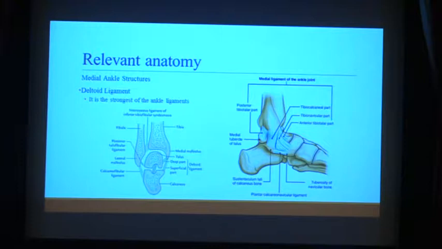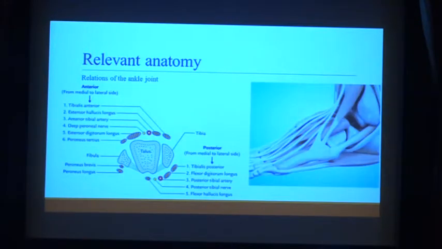The medial ankle structures: the deltoid ligament on the medial side is one of the strongest ligaments, and it forms the tibiocalcaneal, the tibionavicular, and the anterior tibiotalar part, and the other ligaments on the medial side. This is the relevant anatomy of the structures around the ankle. So you will have to check the structures anteriorly, laterally, and posteromedially while examining a foot and ankle case.